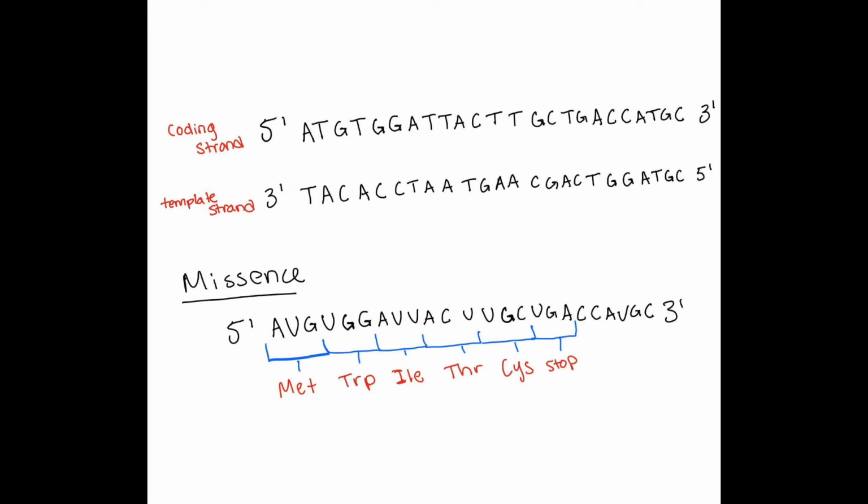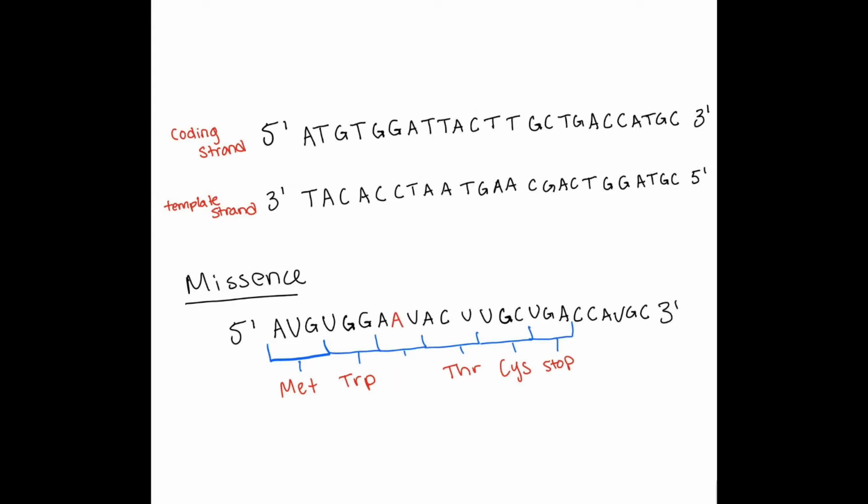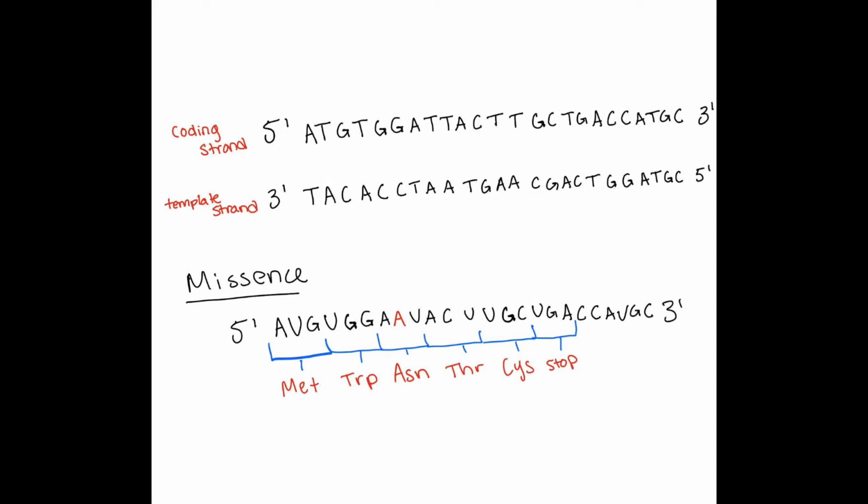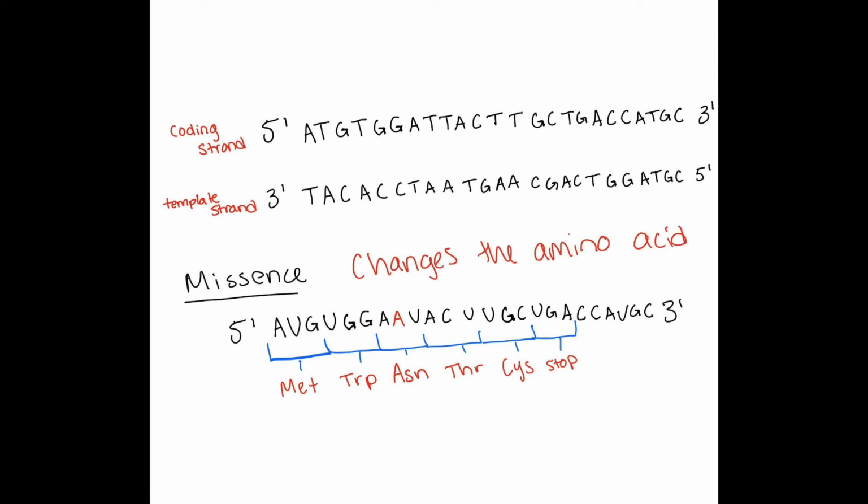The first nucleic acid point mutation is a missense mutation. We are going to insert an adenine here. This will make the amino acid arginine. So a missense point mutation leads to a change in the amino acid.